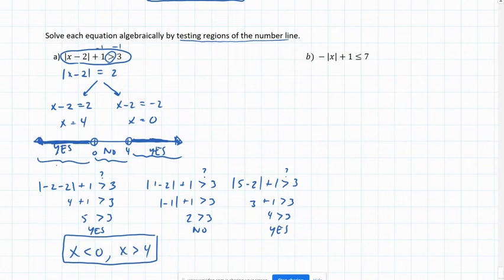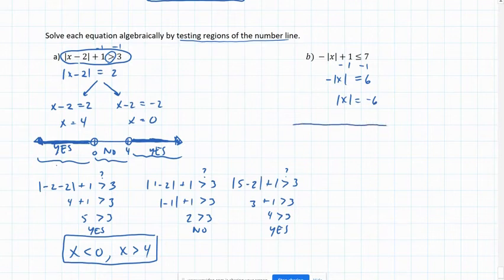On example B, to get the absolute value part by itself, again, we're going to change this to an equal sign, and I'm going to subtract 1 from both sides. So now I have negative absolute value of x is equal to 6. Divide both sides by -1, and we see that the absolute value of any number can never be equal to -6. So this doesn't have any solutions.